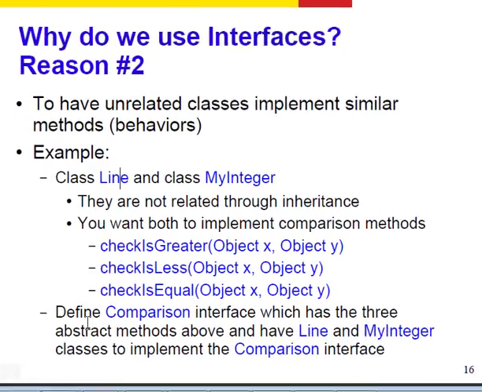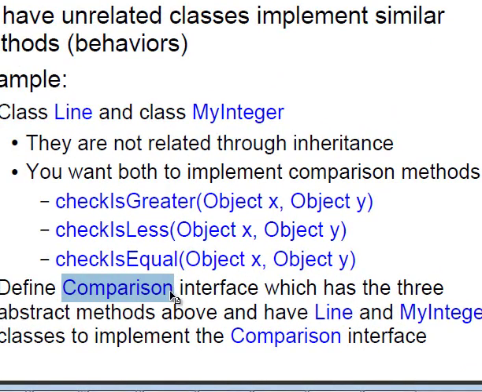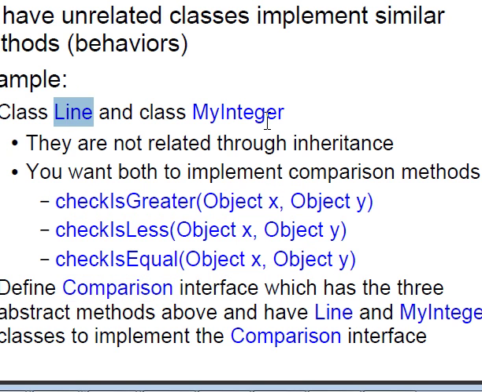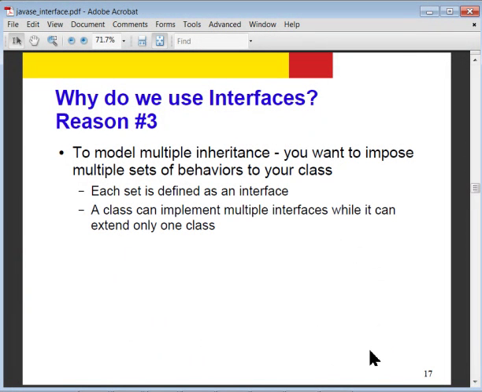So just to repeat, you can define a comparison interface, which has these three abstract methods, and then you're going to have line and my integer implement the comparison interface. Okay, so this is reason number 2: when you want to have multiple unrelated classes implement similar behavior. Reason number 3, to model multiple inheritance.